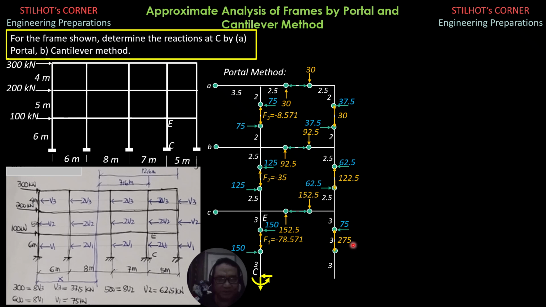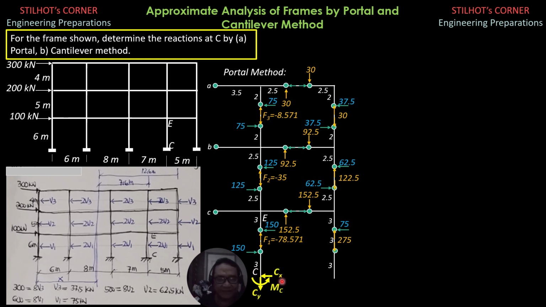Show that this is 275. Then summation forces y, show that this is 152.5 kilonewtons. Transmit it here. Shear force 125 because this is 62.5, so times 2. Then sum up moments about C equals 0. Solve F1 and show that it is negative 78.571 kilonewtons. Then these are the reactions at C.